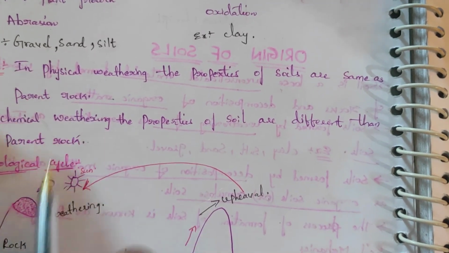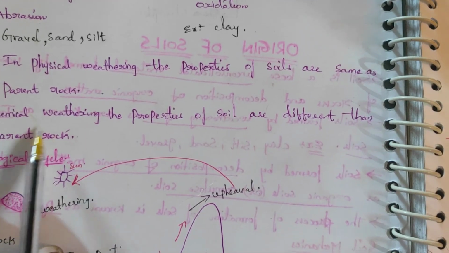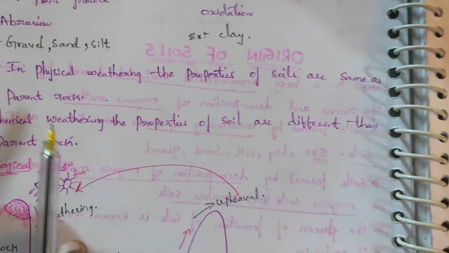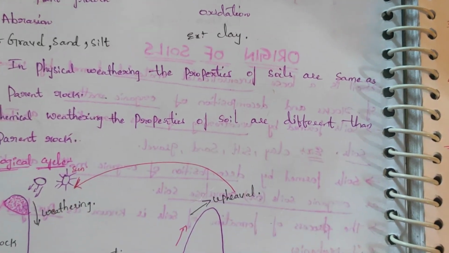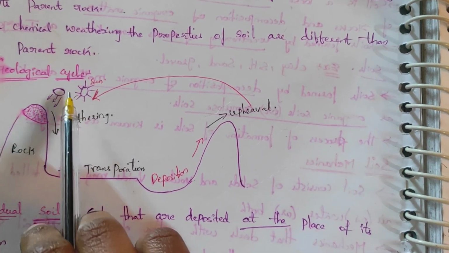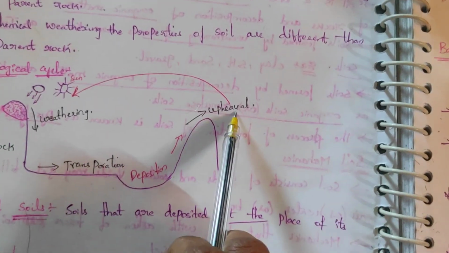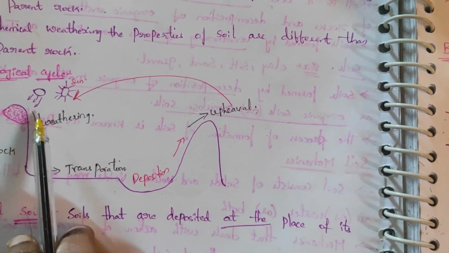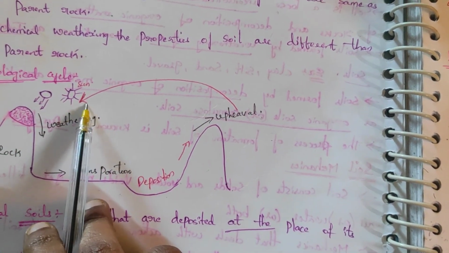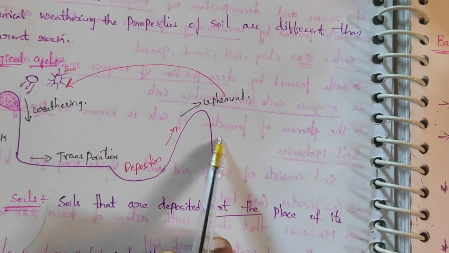Physically it is coming, no? So it will be same as its parent rock. And next one, in chemical weathering, the properties of soil are different than parent rock because it is a chemical weathering process. Next one, geological cycle: first rock is there, then weathering, transportation, deposition and upheaval. These are the geological cycle processes. And after upheaval, again from rock, weathering, transportation, deposition and uplift.